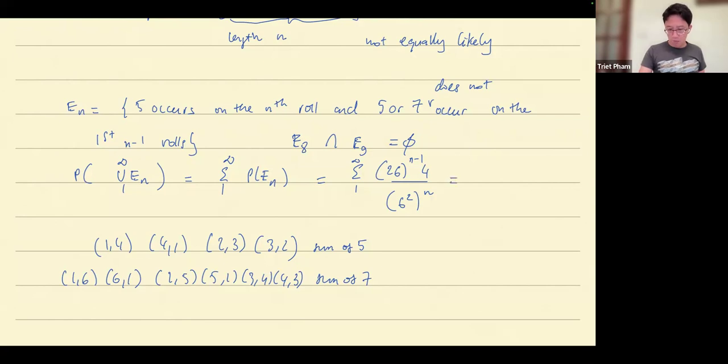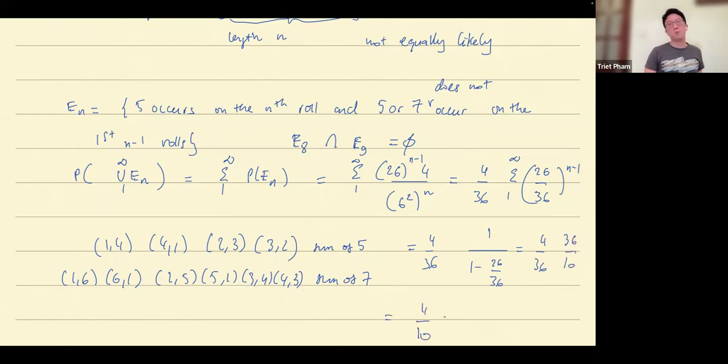And now it's just going to be a manipulation of a geometric sum. So here we'll factor out 4 over 36 to make the power n minus 1. And then if you do that, it's going to be 1, the first term, because 1 minus 1 is 0, so 1 divided by 1 minus the ratio. So we get 4 over 36 times 36 over 10, ending up in 4 over 10. That's the final answer.